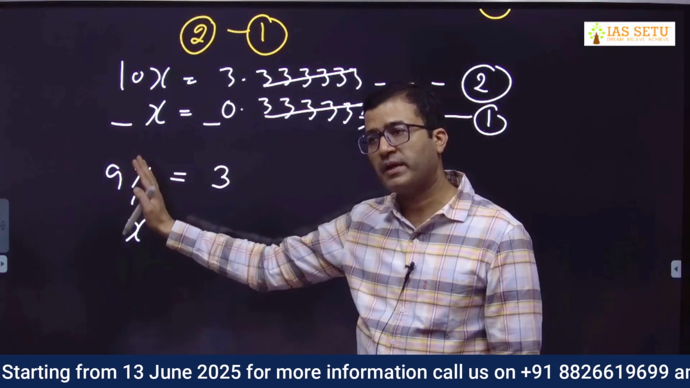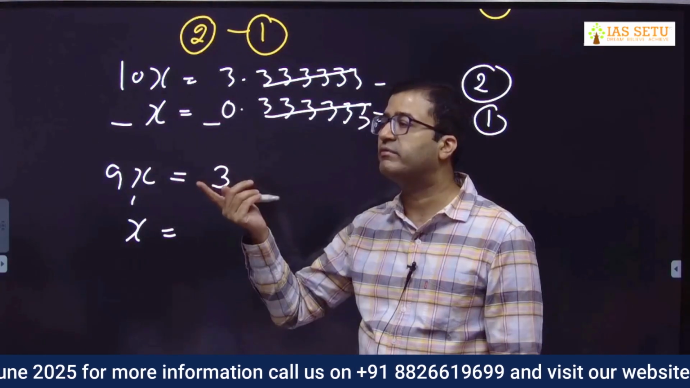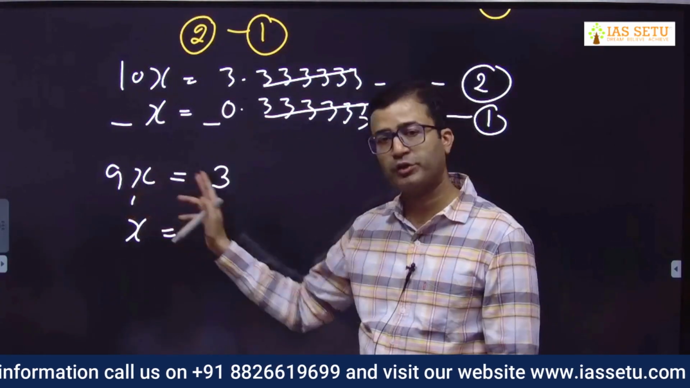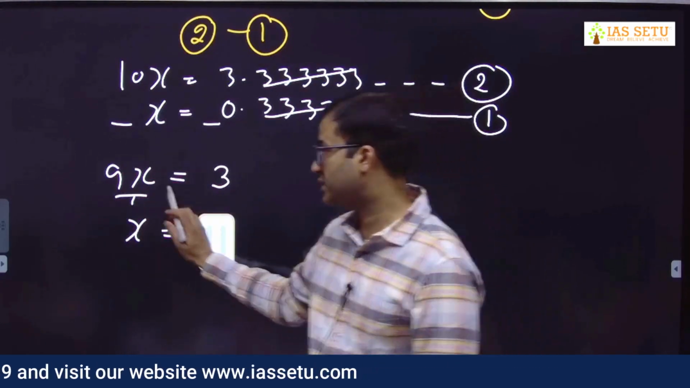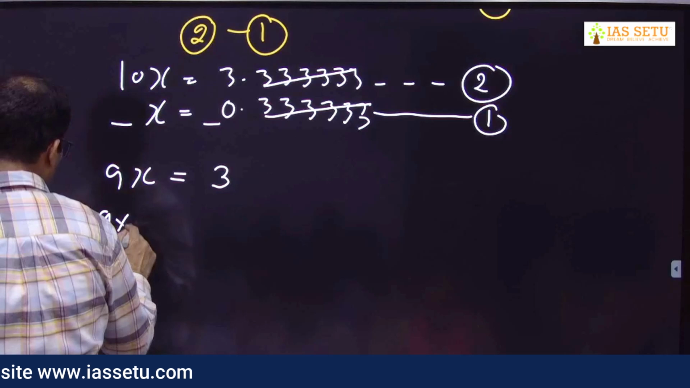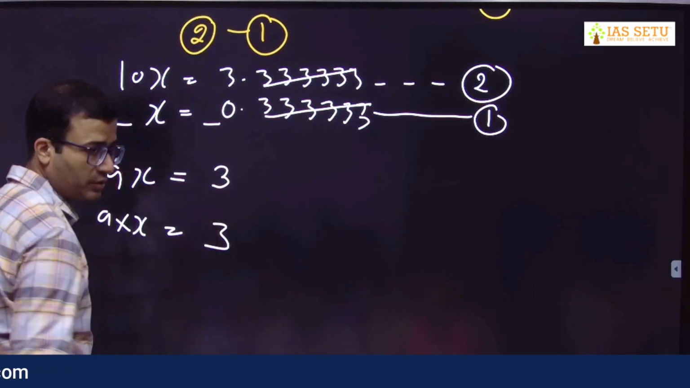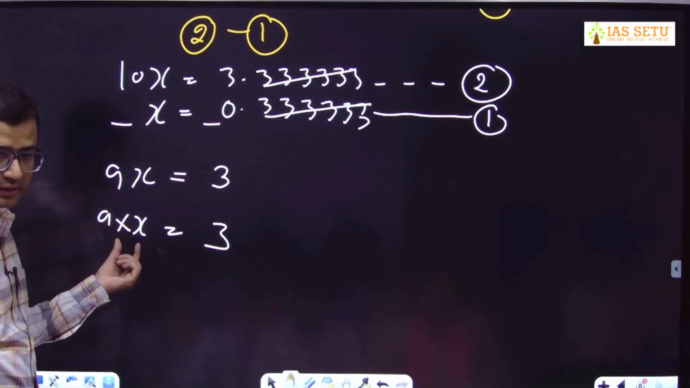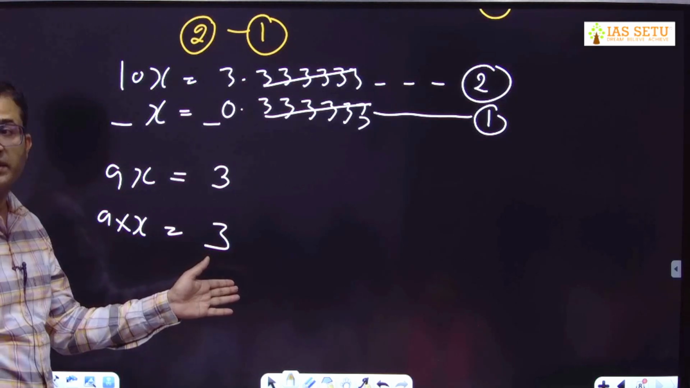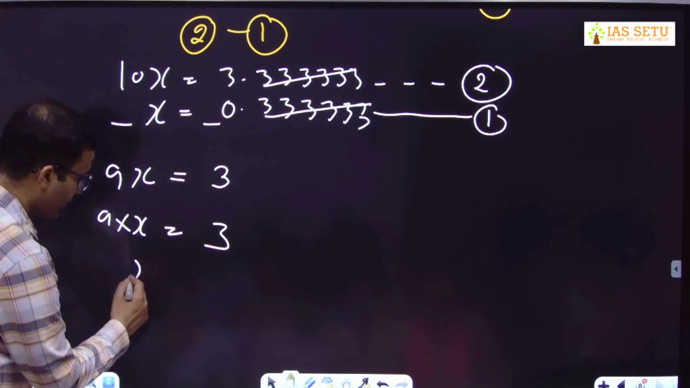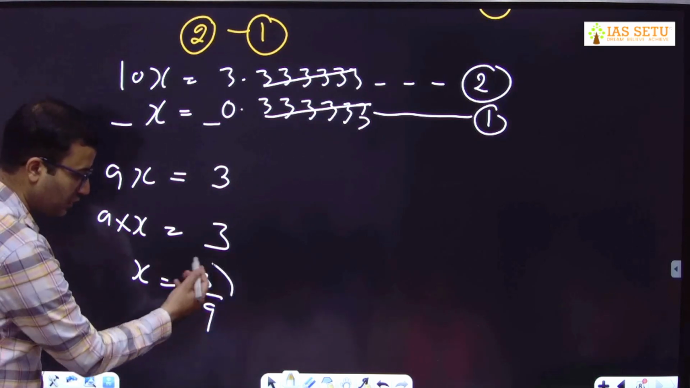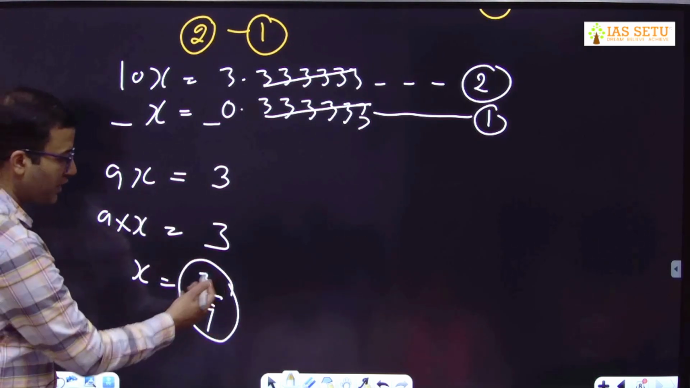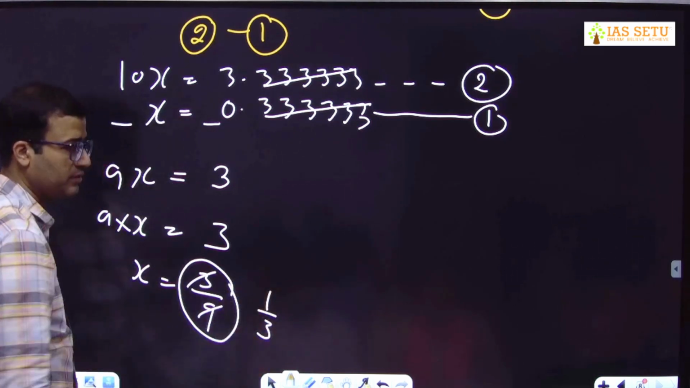एक तरफ कोई मल्टीप्लाई है, you can take another side but it will become reverse. मतलब वो मल्टीप्लाई है तो डिवाइड हो जाएगा, डिवाइड है तो मल्टीप्लाई. 9 into x is equal to 3. So 9 is multiplied here. You can take 9 other side but it will be divided. So x is equal to 3 by 9. You got a fraction, you simplify, 1 by 3, this is your answer.